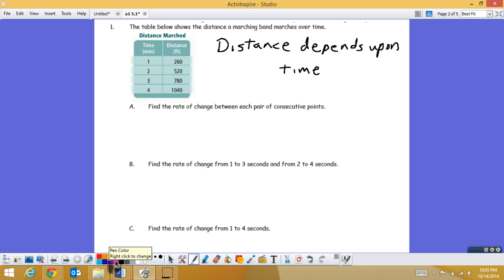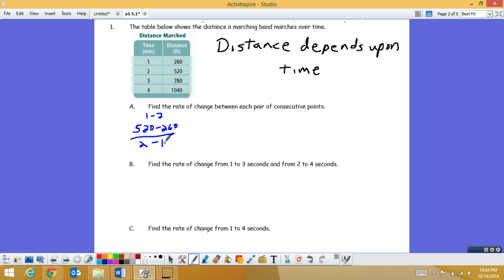So between each pair of consecutive points, we're going to go from 1 to 2 seconds first. So to calculate that rate of change between 1 to 2 seconds, we're going to take the change in the distance, which is 520 minus, I'll do that below. So from 1 to 2 seconds, we take that 520 minus 260 over 2 minus 1.